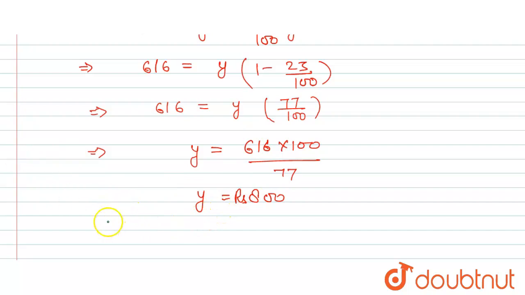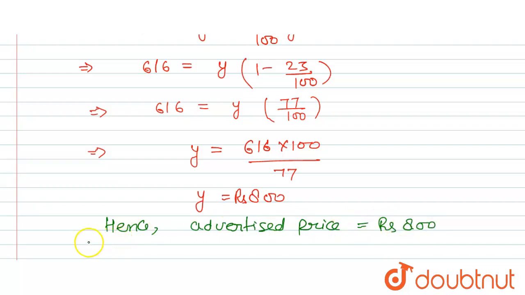Hence Y is nothing but the advertised price we were considering in the starting. So the advertised price will be equal to rupees 800. This is the final answer for this question.